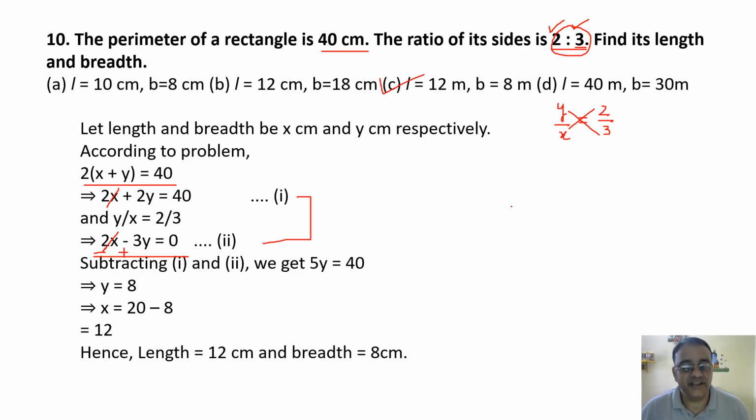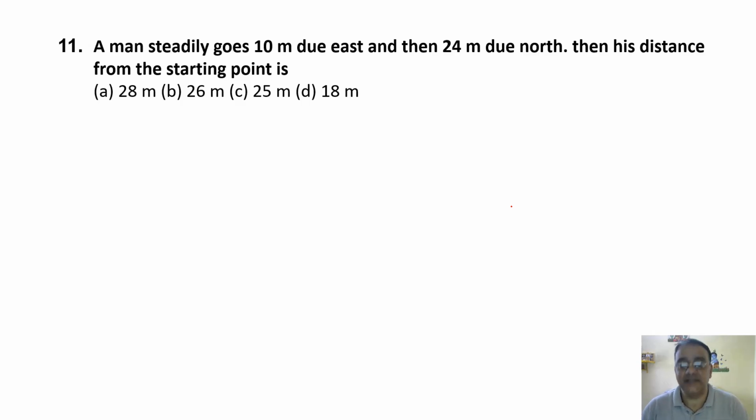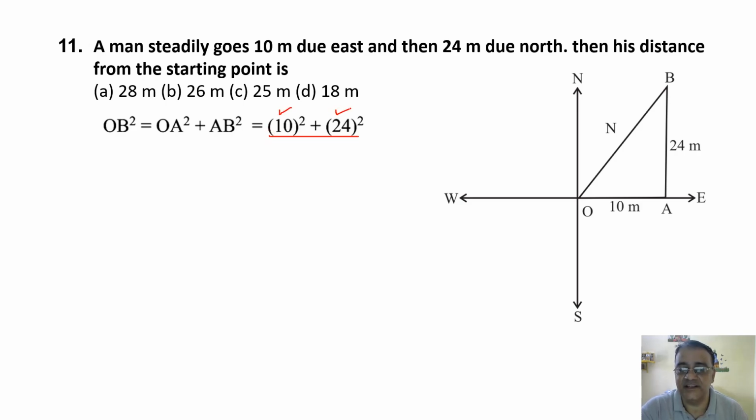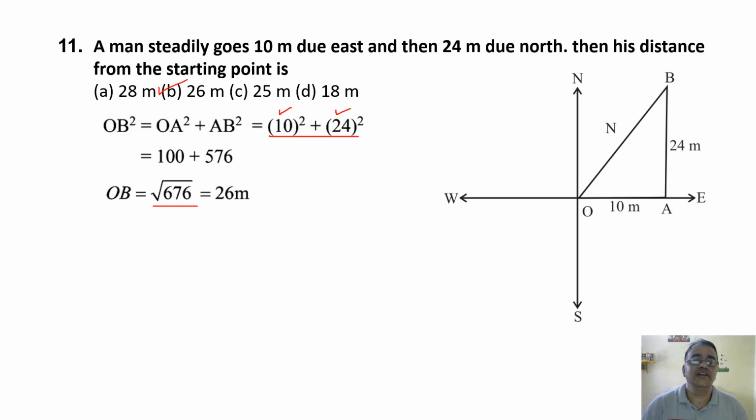Now we are moving toward the next question. A man steadily goes 10 meter due east and then 24 meter due north. Then his distance from the starting point is dash. So this is the rough diagram. We have to find OB. So we will use Pythagoras theorem, that is OB square is equals to OA square plus AB square, and that is equals to 10 square plus 24 square. 100 plus 576. So we'll get 676. And the square root of 676 is 26. Right. And the correct option is option B.